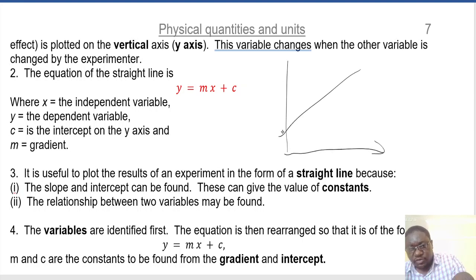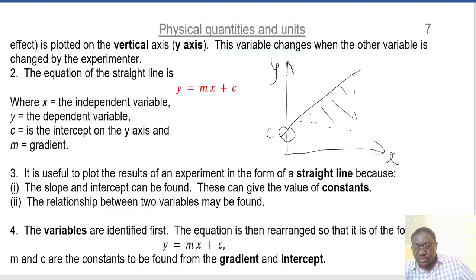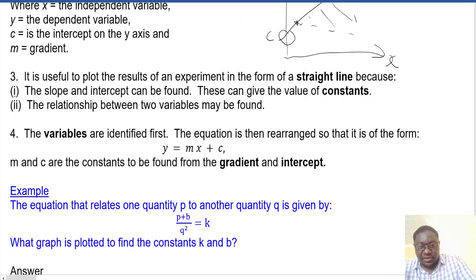So this part here on y versus x, this is your c. And then you obtain your gradient by that triangle there. The triangle that you use for calculating the gradient must always be more than half the length of the graph that you've drawn, like what I've shown there. It is useful to plot the results of an experiment in the form of a straight line because the slope and the intercept can be found, which can give the values of the constants.